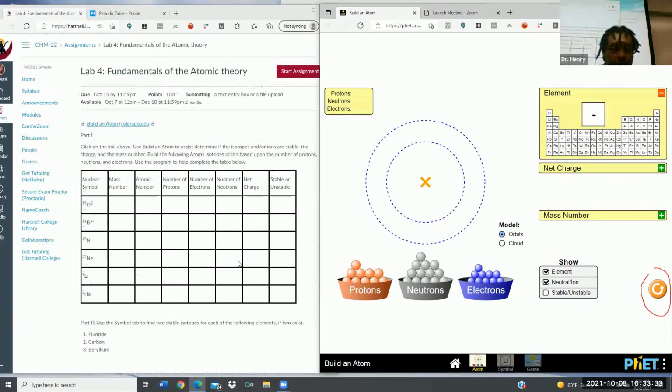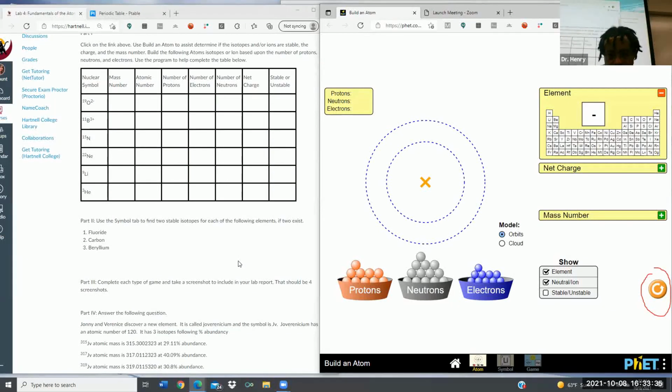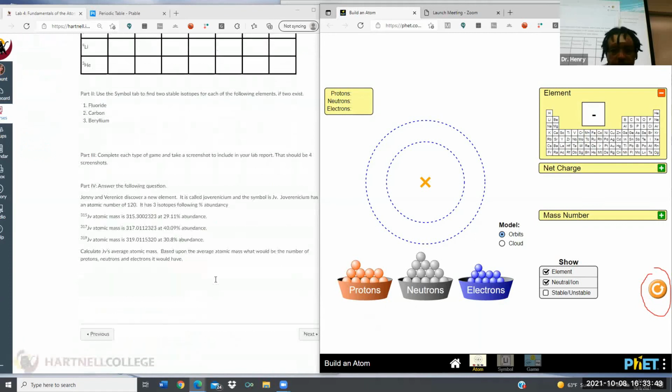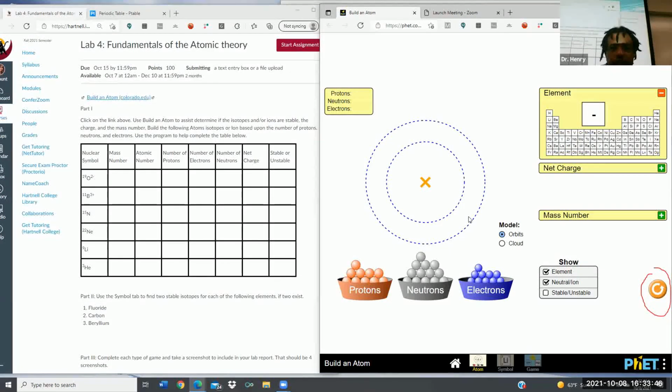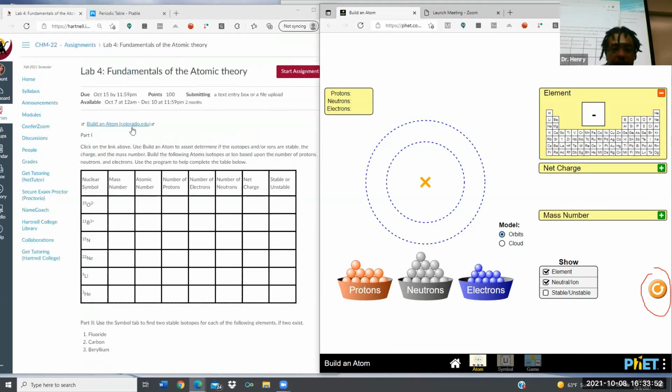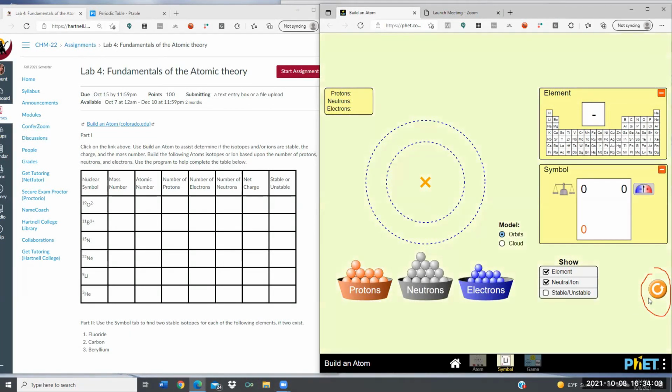Now for the second part, if we go to symbol. Click at the very bottom, it says symbol. If you look, it's called PhET, the PhET thing, it says build an atom. At the very bottom, there's a house, there's an atom. Look on the other side, the other tab, not the lab. There you go. Go toward the bottom. Go down. Oh, right here, symbol. Yeah.